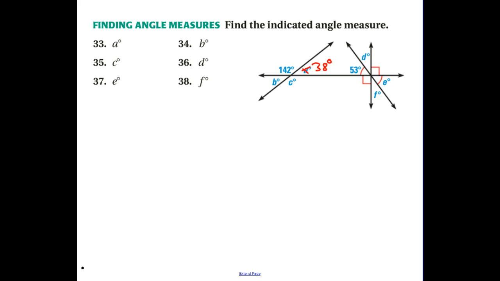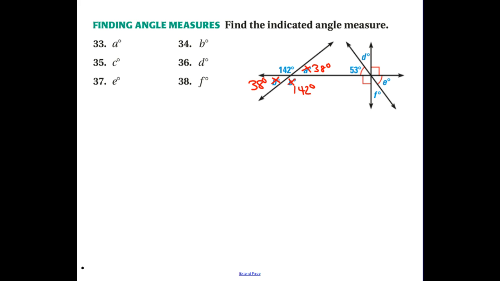If we look at these two angles here, they are vertical angles. They're across from each other. That means that they're the same, which means that C is going to equal 142 degrees. And again, with B and A, they're vertical angles, which means that B is going to equal 38 degrees.